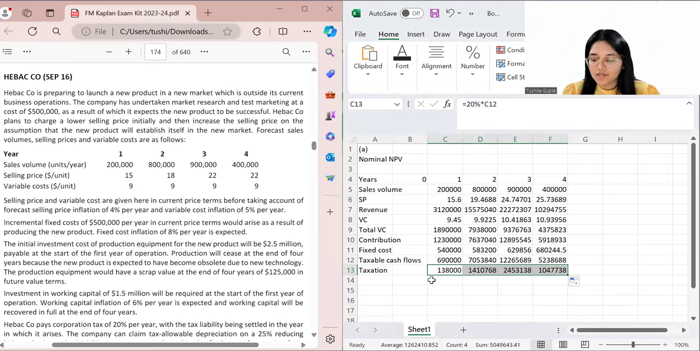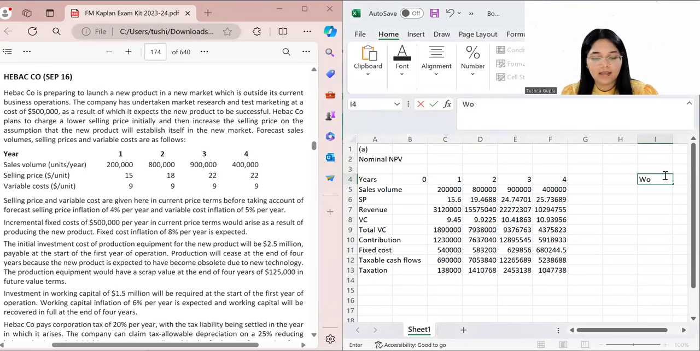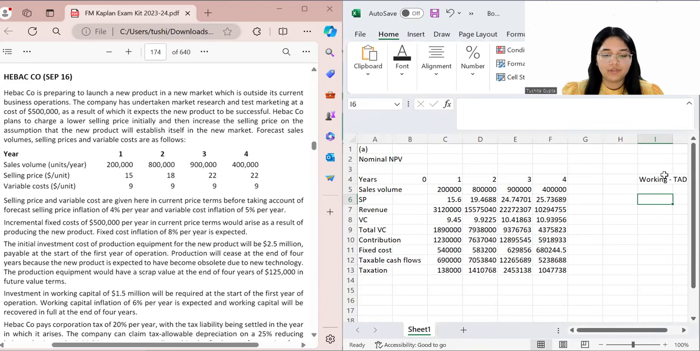Now, the next adjustment or the next calculation which I have over here is my TAD benefit, my tax allowable depreciation benefit. So I need to do my workings for the same so that I am able to arrive at my values. So this is my working for TAD. Now, let's find that out. How much would that be?